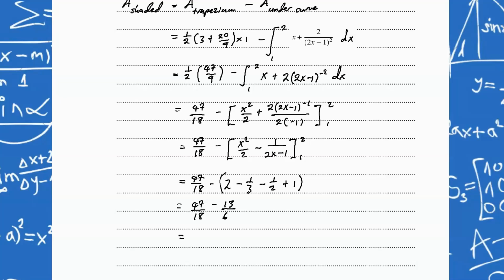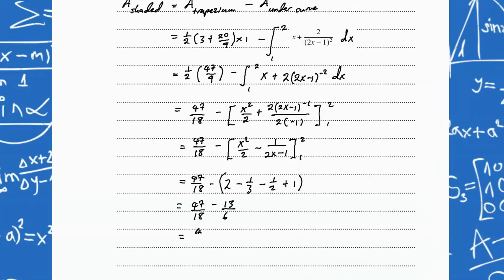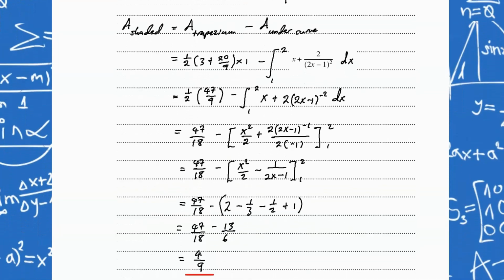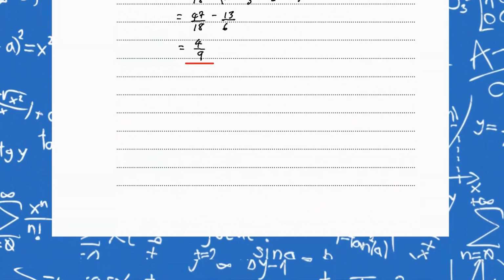So we're going to say here 47 over 18 minus 13 over 6, and this gives us 4 over 9. And this happens to be the area. This here is the shaded area as required, and that's basically how we do it. And that does it for this paper here.